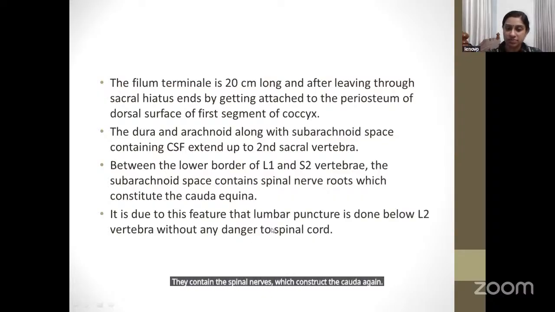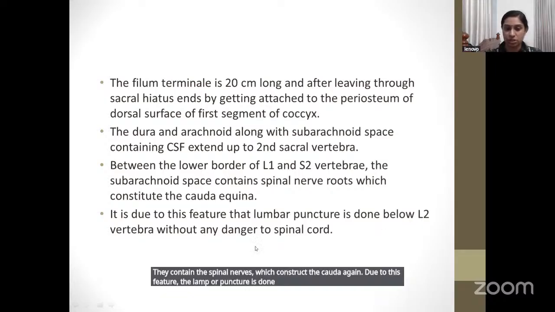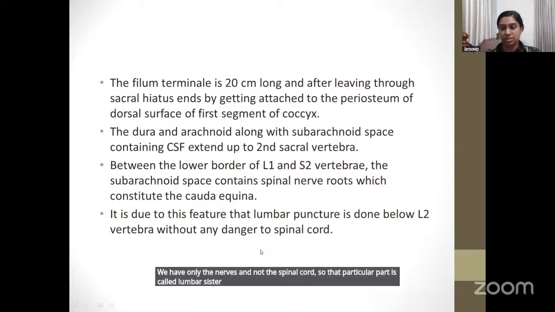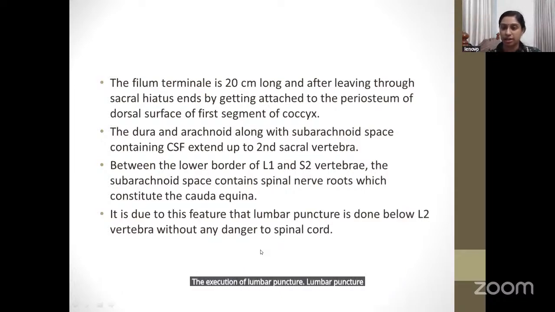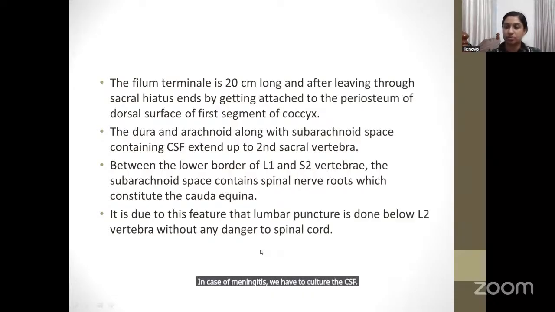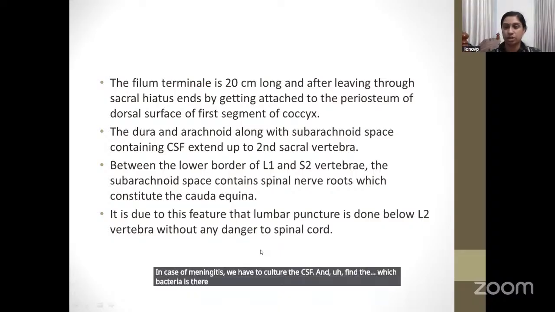And due to this feature, the lumbar puncture is done below the L2 vertebra. That is, beyond the level of L2, we have only the nerve roots and not the spinal cord. That particular part is called the lumbar cistern. It's an ideal structure for the execution of lumbar puncture. We use lumbar puncture to collect the CSF and examine for bacteria in case of meningitis, etc. In case of meningitis, we have to culture the CSF and find which bacteria is there, and accordingly the medicine prescriptions can be made.